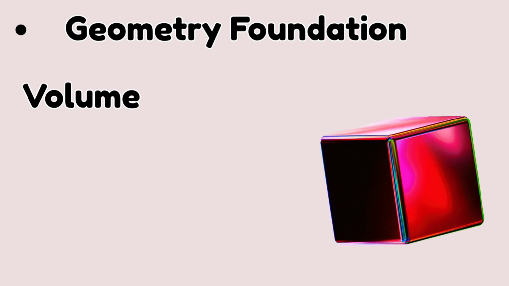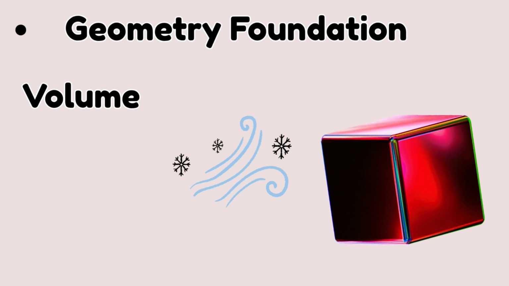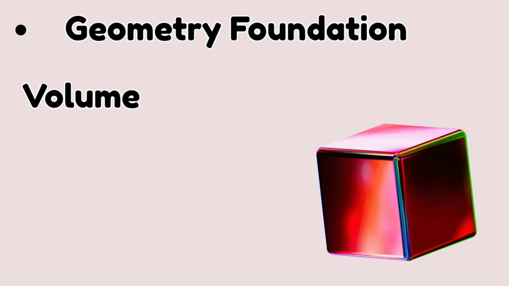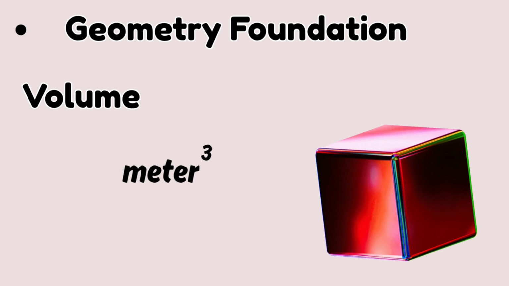Now, let's step into the third dimension, volume. Volume measures the amount of space a 3D object fills, like water in a swimming pool or air in a room. Unlike area, which covers a flat surface, volume measures the capacity of an object in cubic units, such as cubic meters or cubic feet.